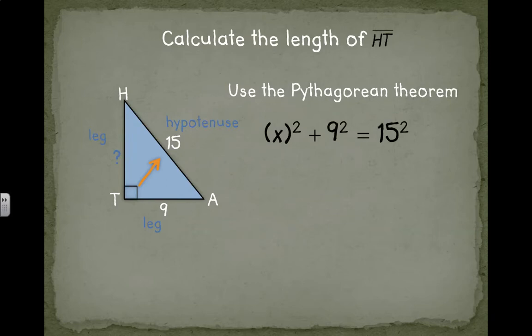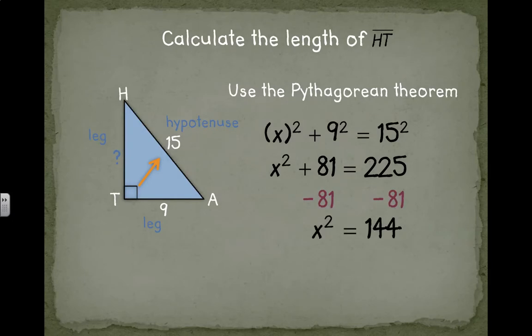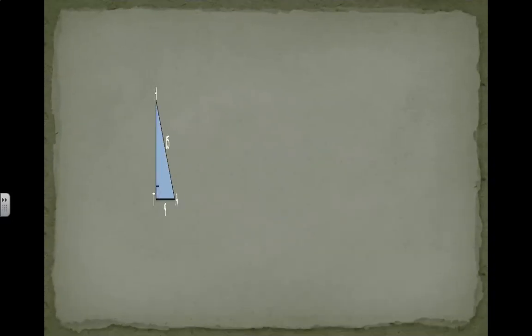Now set up leg squared plus leg squared equals hypotenuse squared. The leg is your unknown, so it goes on the left-hand side. Square the 9, square the 15. Solve your algebra equation. Subtract 81, and you're going to have the square root of 144. When you solve for that, it is 12. So the length of that side is going to be 12 units long.